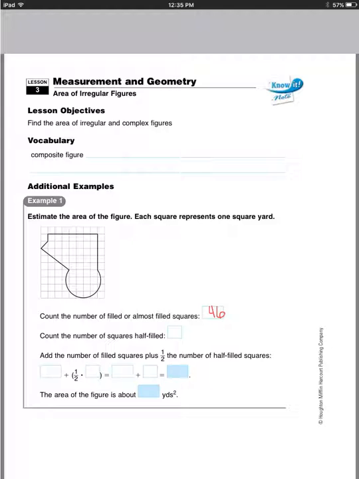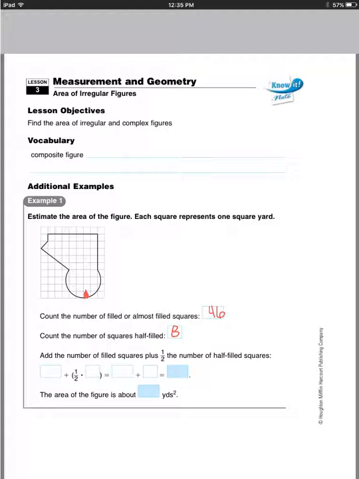Okay, now we're going to count the squares that are half filled. 1, 2, 3, 4, 5, 6, 7, 8. That was easier. So the difference was we have half filled and we have filled or almost filled. Okay? So like this here, this is almost filled.